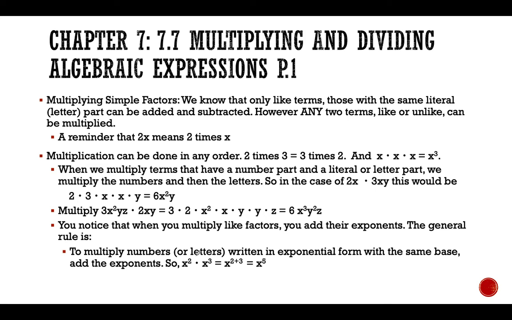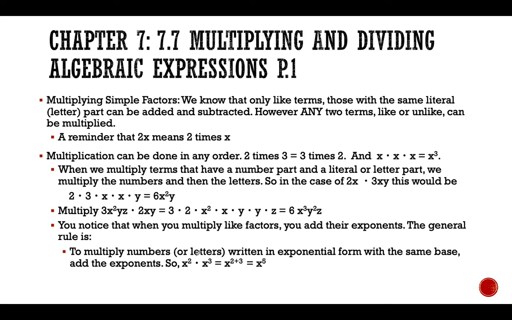We can do multiplication in any order. 2 times 3 is the same as 3 times 2. And x times x times x equals x cubed. When we multiply terms that have a number and a literal or letter part, we multiply the numbers and then we multiply the letters. So in the case of 2x times 3xy, this would be 2 times 3 times x times y, which equals 6x squared y.